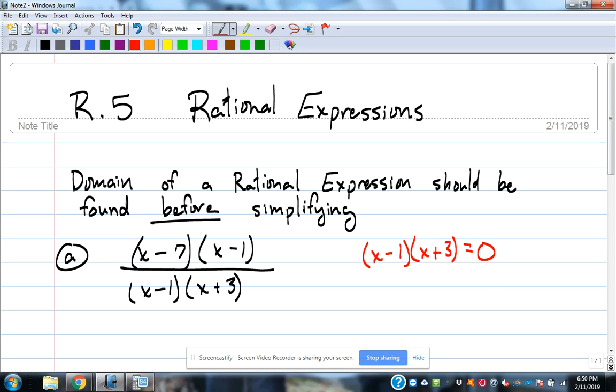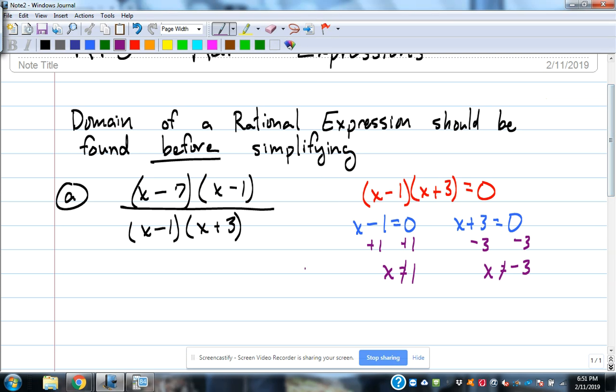Okay? Well, it's in factored form, and when you're solving things that are in factored form, you set each individual factor equal to 0 and solve it. So we're just going to set x minus 1 equal to 0 and x plus 3 equal to 0, and get x by itself in each one individually. So plus 1, minus 3. So x is equal to 1 and negative 3. Those are the things that x cannot be. Those are the restrictions on the domain.